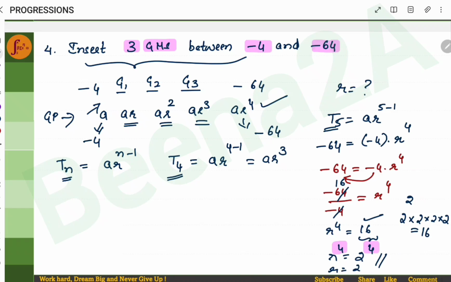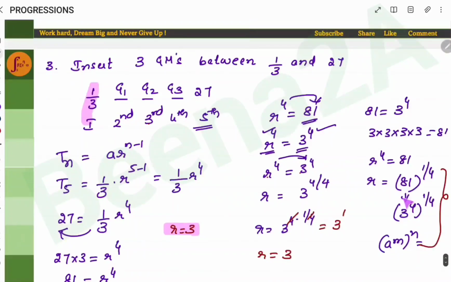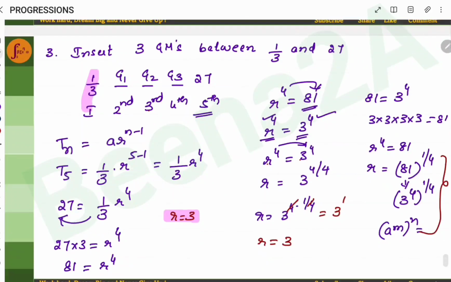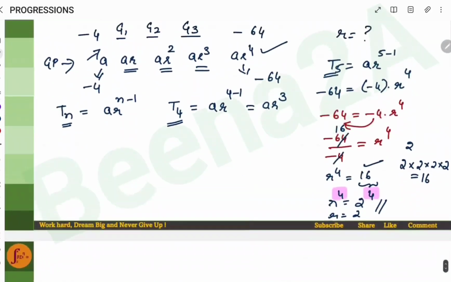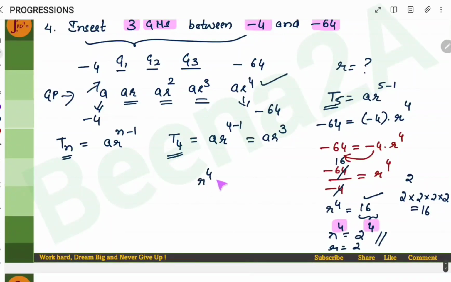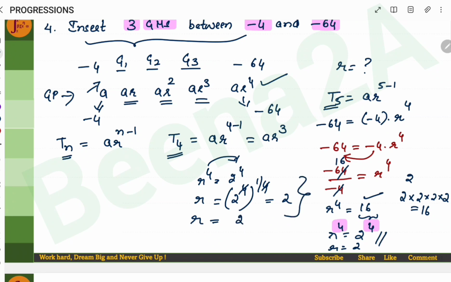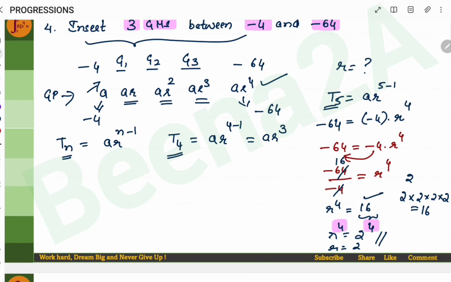Or you could use the other lengthy approach, this one, right? You shift power to the other side. When you shift this 4 to the other side, this will become R is equal to 2 to the power 4. When you shift, 4 will become 1 by 4. It will become reciprocal. So 4 and 4 will get cancelled. I'll be left with 2. So R is equal to 2. Right? This is a shortcut instead of following all these steps. So we got the common ratio.